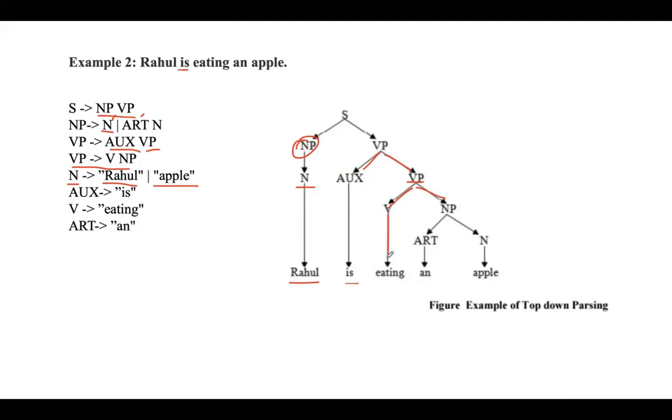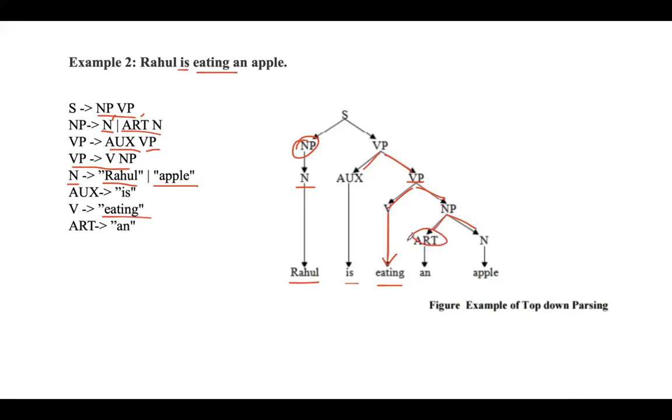And after this, expand this. V derives eating. Yes, the third word is eating in the sentence. And now expand article in noun, NP. So this NP derives article noun. So you can expand it.